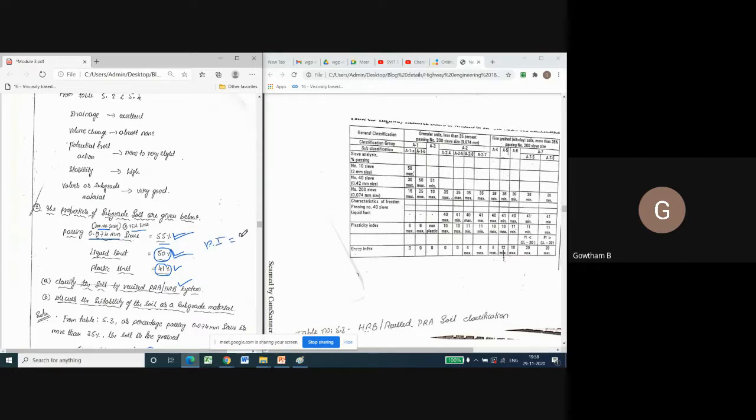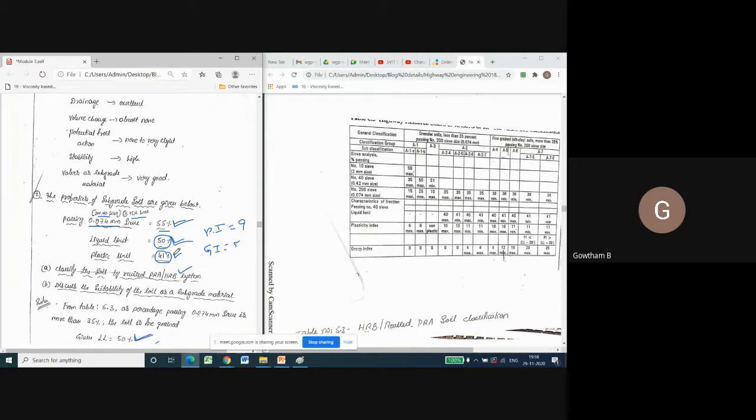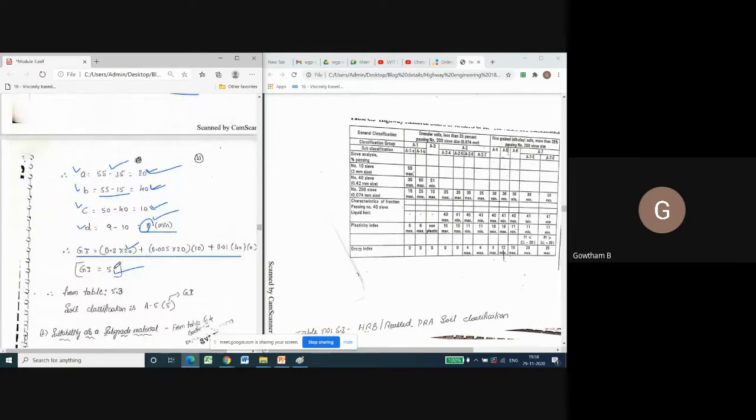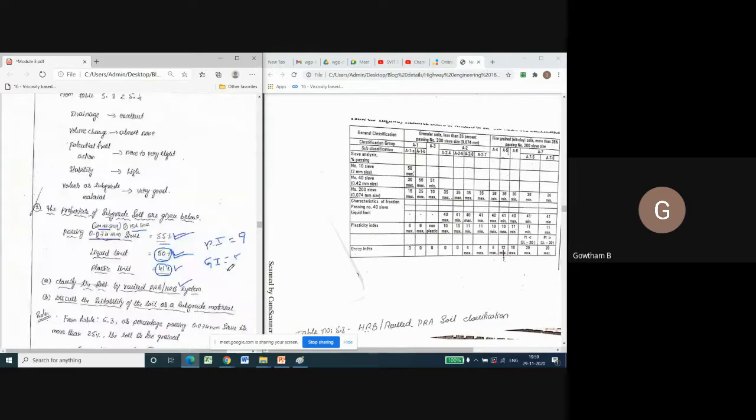Plasticity index, you found how much it is? 9. That is liquid limit minus plastic limit, that is 50 minus 41. Plasticity index is 9. And finally, you need the group index value. You already found the group index value in the problem, and it is found to be how much? 5 by using that formula. Here you can see the group index, you found it as 5, written here.